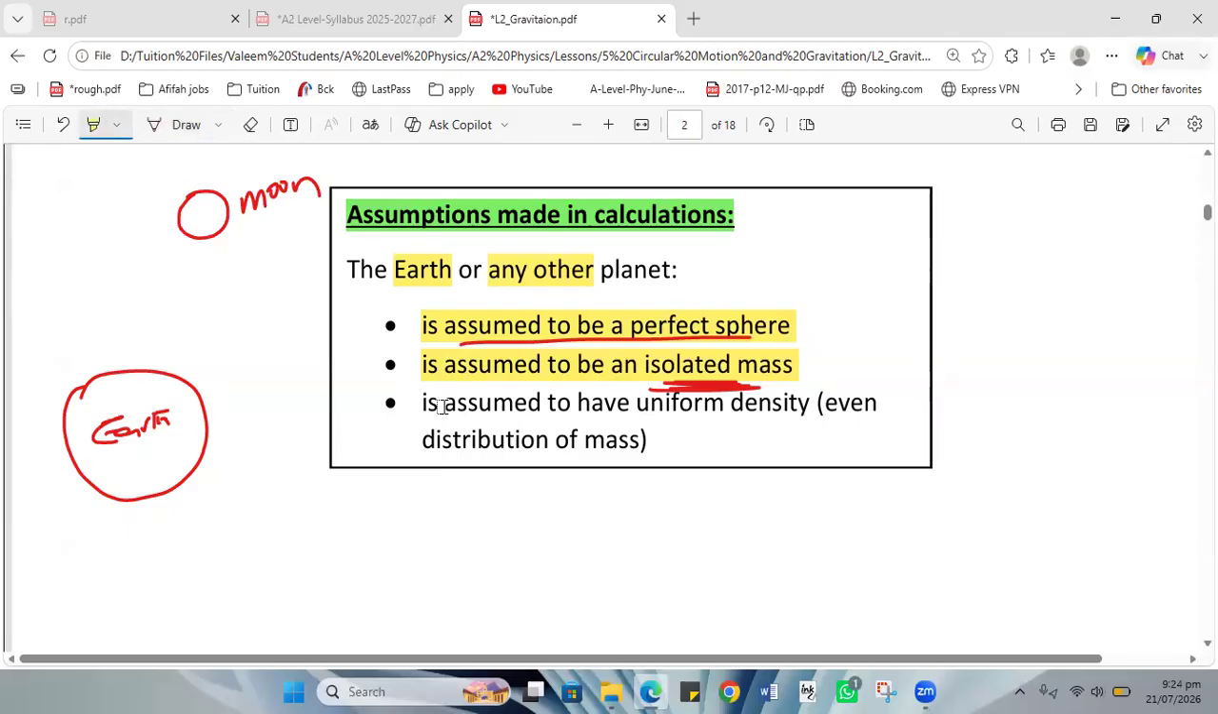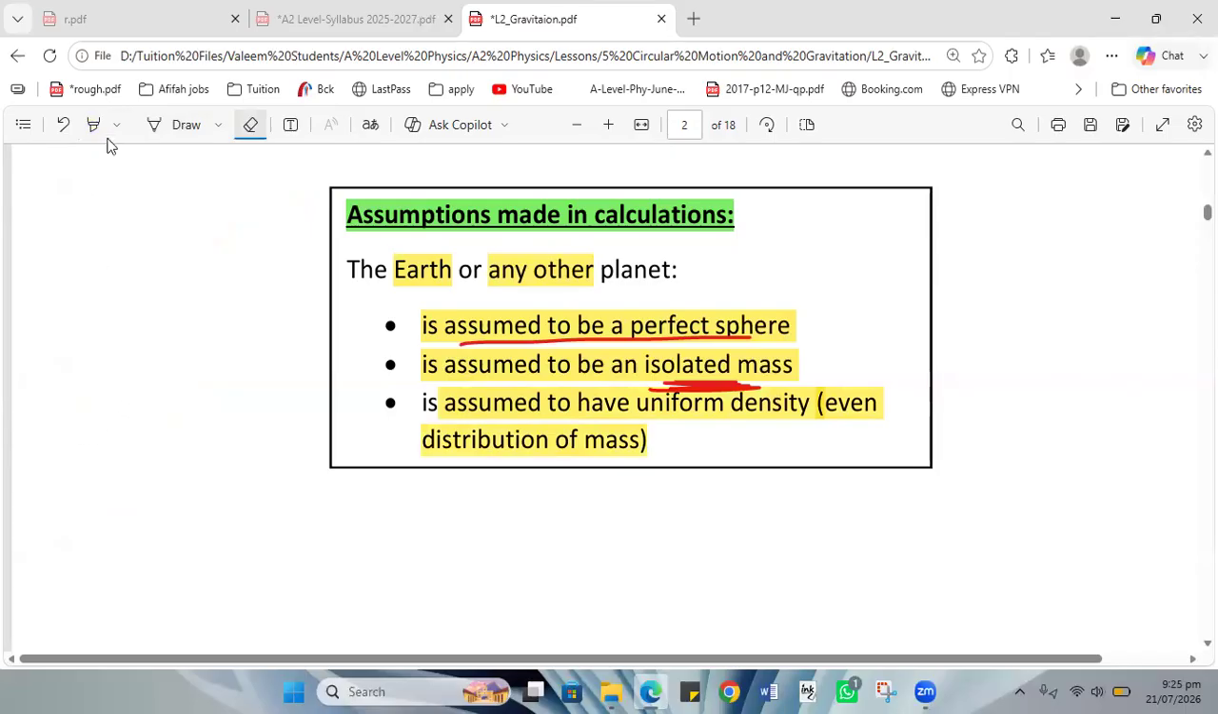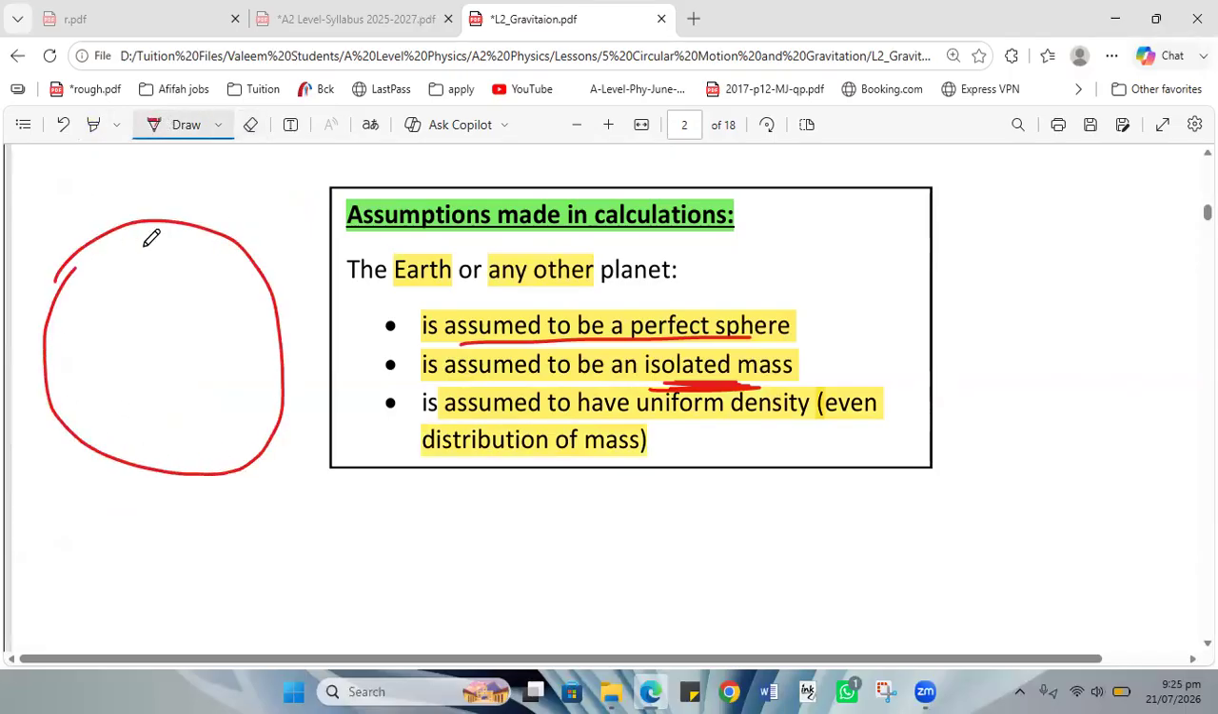Number three, the planets are assumed to have uniform density, an even distribution of mass. In reality, the Earth does not have a uniform density. Why? It's because the Earth consists of a lot of different materials. For example, let's talk about the basics. The Earth is made up of land and water. Most of the Earth is water. Water has a different density. Land, sand, and soil have a different density. Other than that, the Earth has a lot of dense materials, I mean, the Earth has metals also. So the density is not uniform everywhere.